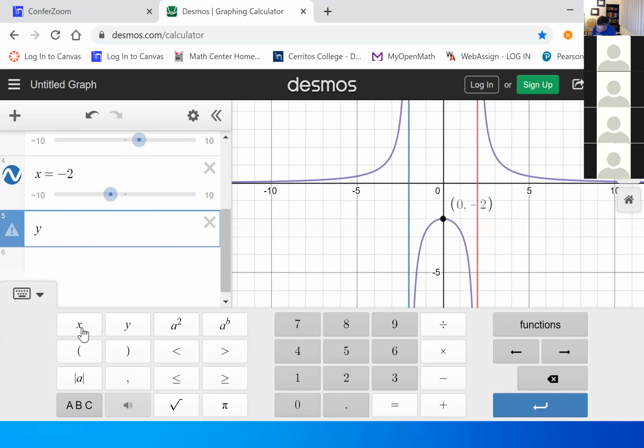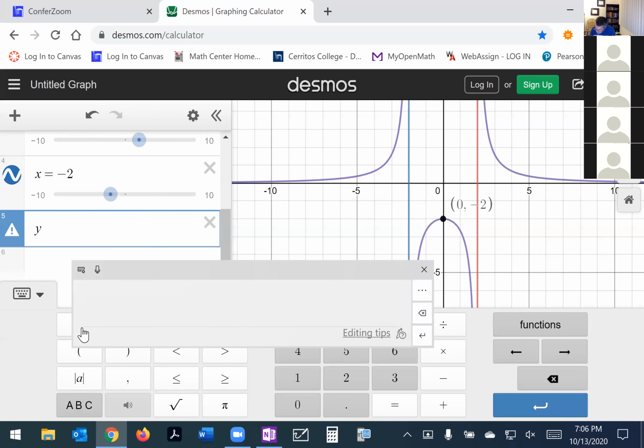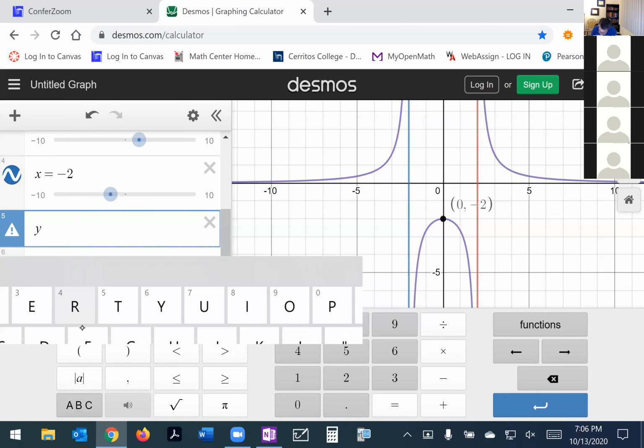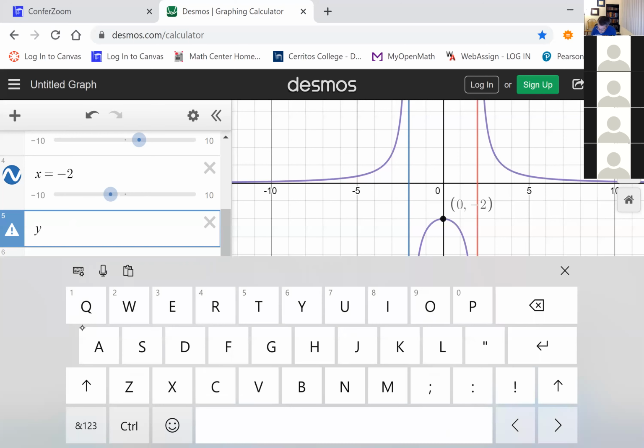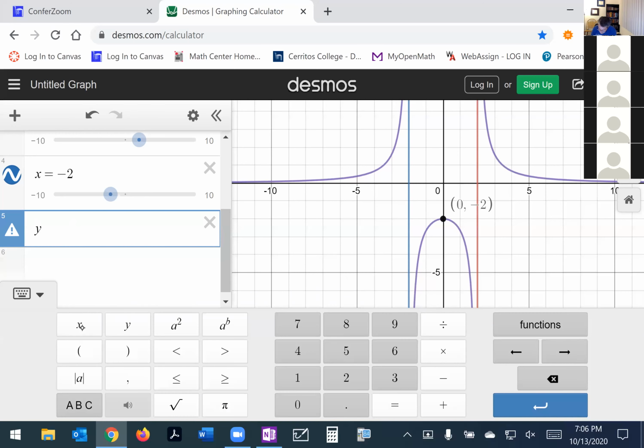I gotta turn this stupid thing off. It wants to ink this thing. I gotta figure out how to turn it off. Just stop it. There we go. Nice. Okay, perfect.